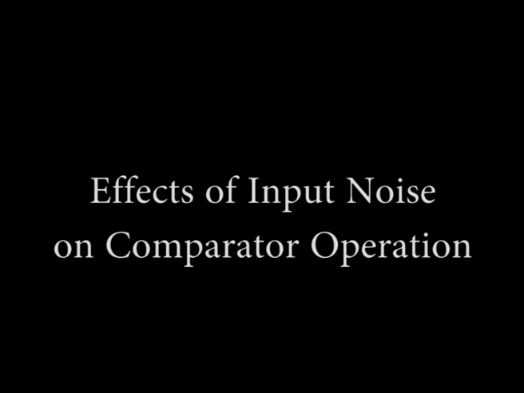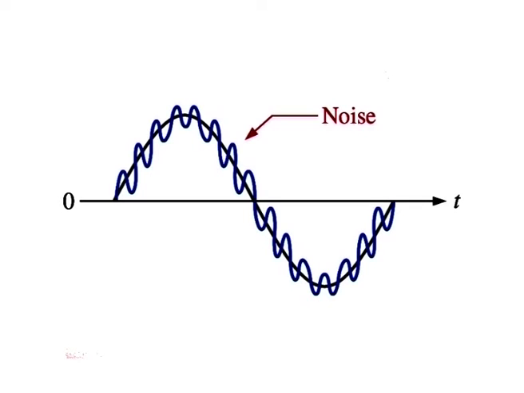Effects of input noise on comparator operation. In many practical situations, noise or unwanted voltage fluctuations appears on the input line. This noise voltage becomes superimposed on the input voltage as shown in figure for the case of a sine wave and can cause a comparator to erratically switch output states.